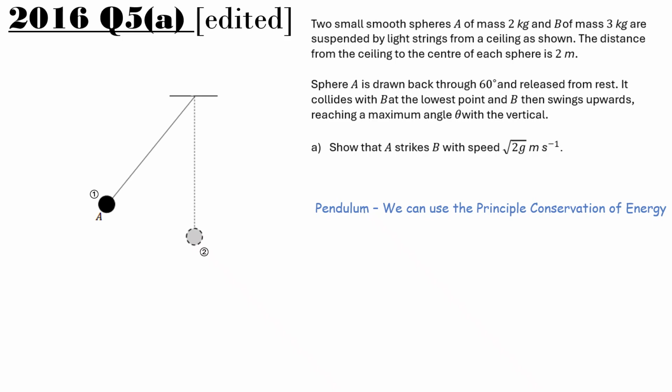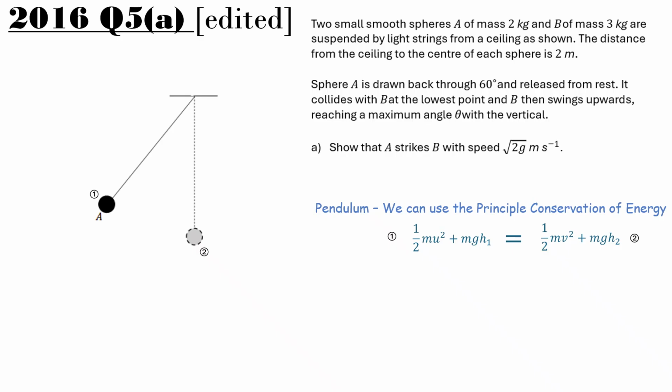Here's position 1, here's position 2. So in position 1, we know that the kinetic energy plus the potential must equal the kinetic plus the potential for position 2, and we just need to fill that in. So we know that sphere A is drawn back through 60 degrees and released from rest. Okay, so we know that initially that KE is 0. We need to figure out the height, that h1, and we're going to use relative heights here. So our h2 will effectively be 0 because it's the lowest point of the swing, and we're looking for our v.